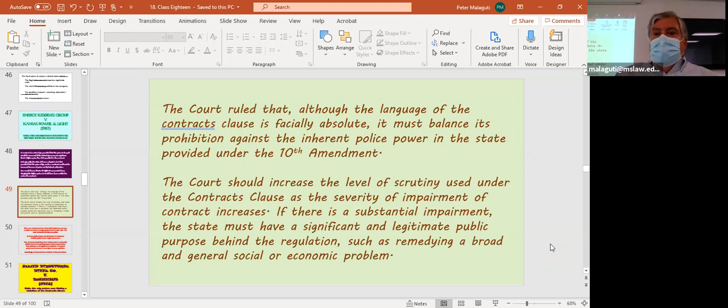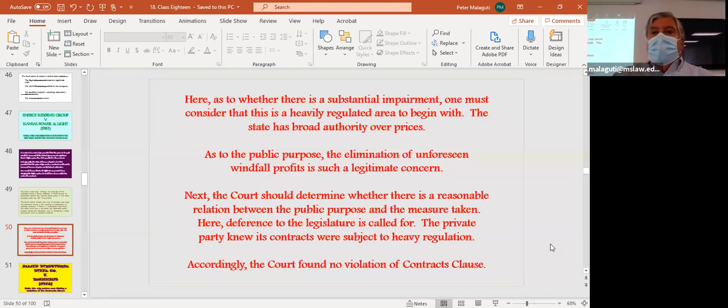So the court here is telling us there's a balancing test. The more severe the interference, the higher the level of scrutiny. The court says, you know, this is a highly regulated area to begin with. The utility should have known what it was getting into. We have to balance the harm to the people of paying higher fees against the harm to the utility company to have its profits cut a little bit.